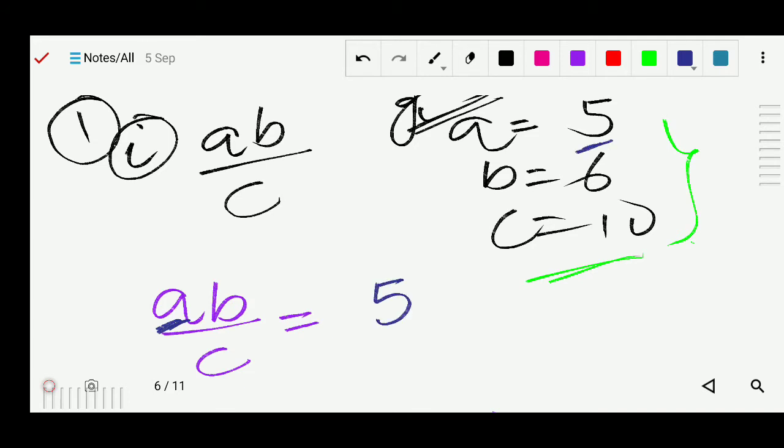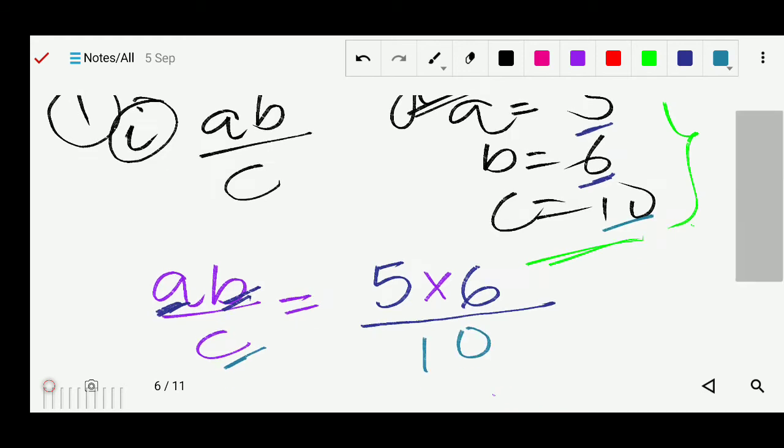And a dot b, ab, means multiply. So multiply. What is the value of b? You can check what is the value of b. It is 6. So write here 6. Divided. What is the value of c? 10. So write here 10.